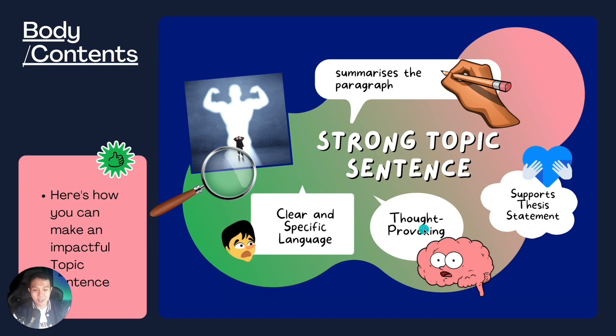Next is thought-provoking. What is thought-provoking? Thought-provoking is like bagi orang tu tertanya-tanya, or bagi orang tu macam, wow, this is a new information. So you will put that inside your essay. And next, it must support the thesis statement. If you have mentioned in the first paragraph, so you need to make sure that in your paragraph for your body contents is the same. Jangan berlainan, or else it's keluar daripada topik. Alright, so this is the 4 key elements of a strong thesis statement.